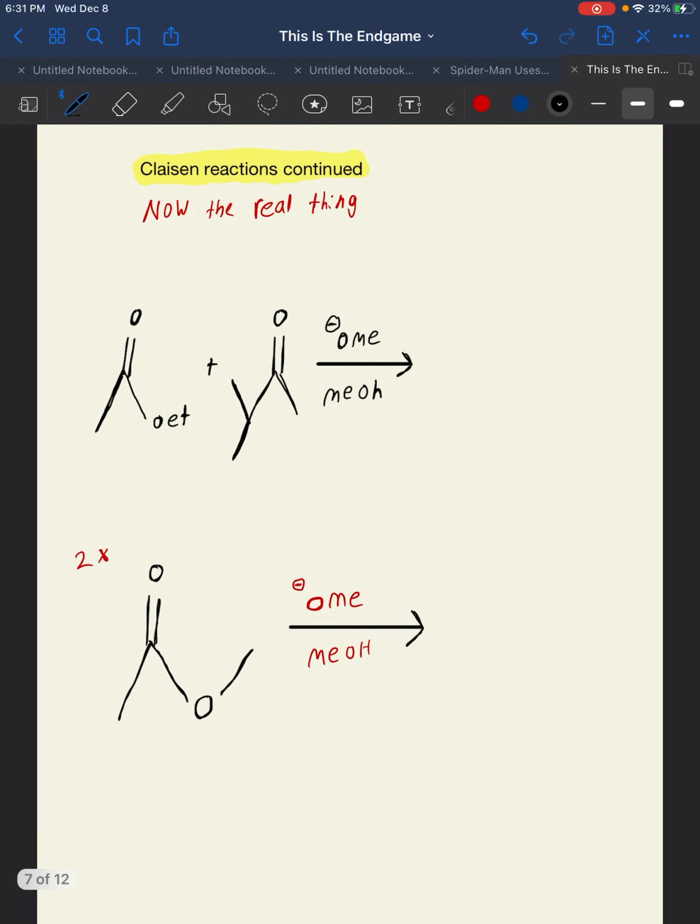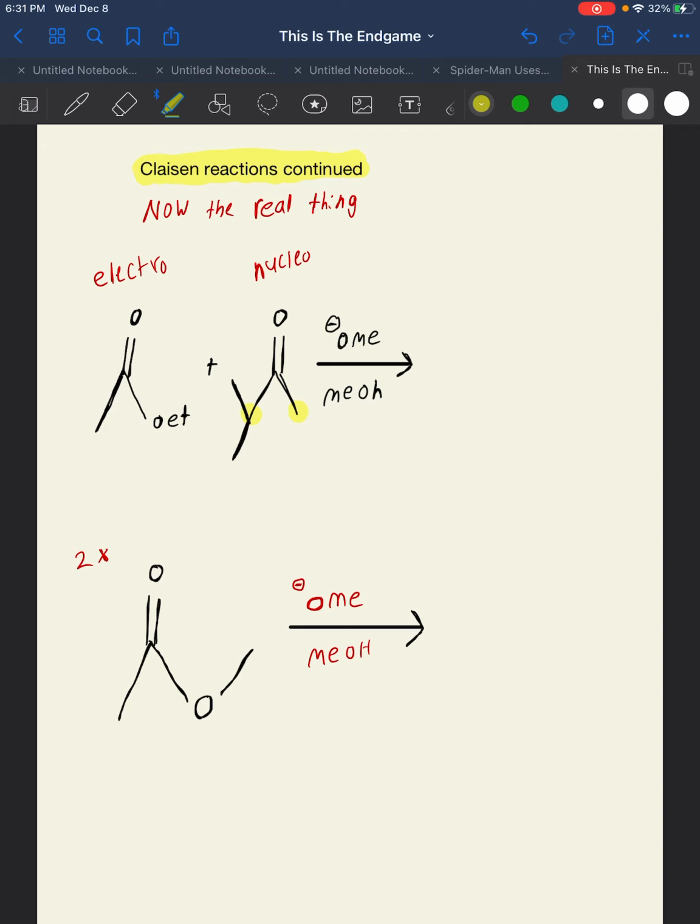So now actually looking at the Claisen reactions. The simplest way to do these is to determine your nucleophile and your electrophile. Now the ester is always going to act as the electrophile in your Claisen reactions. And the ketone/aldehyde is always going to act as the nucleophile. So first step is determining where the enolate is going to form. Is it going to form here or is it going to form here?